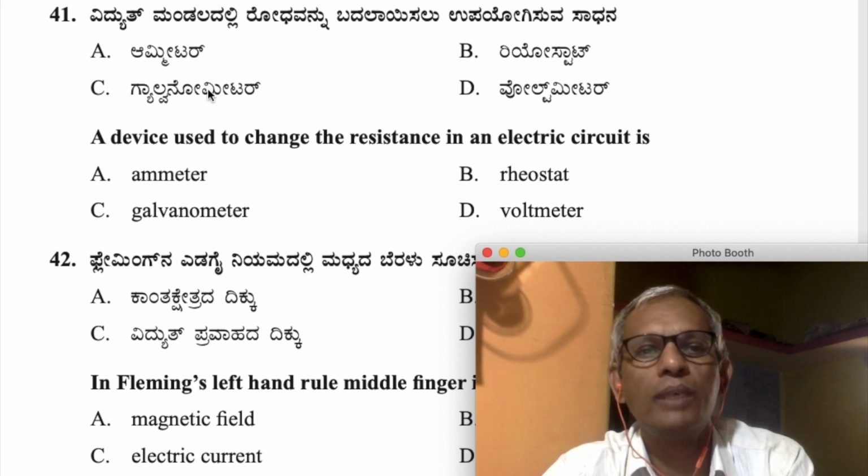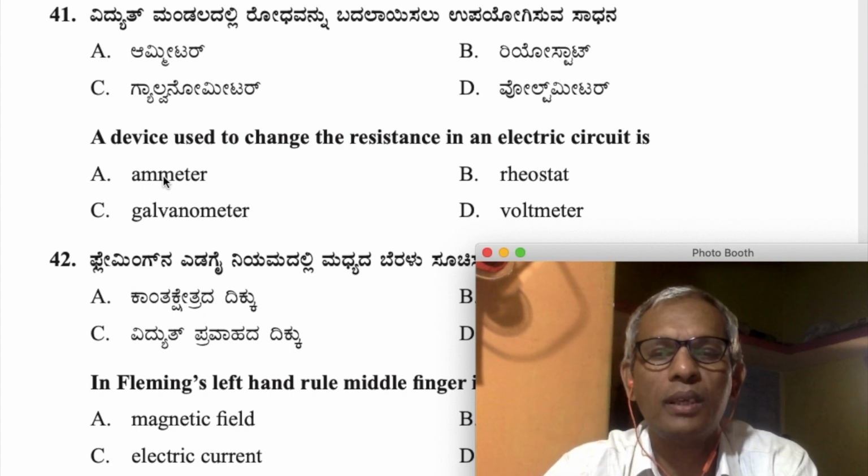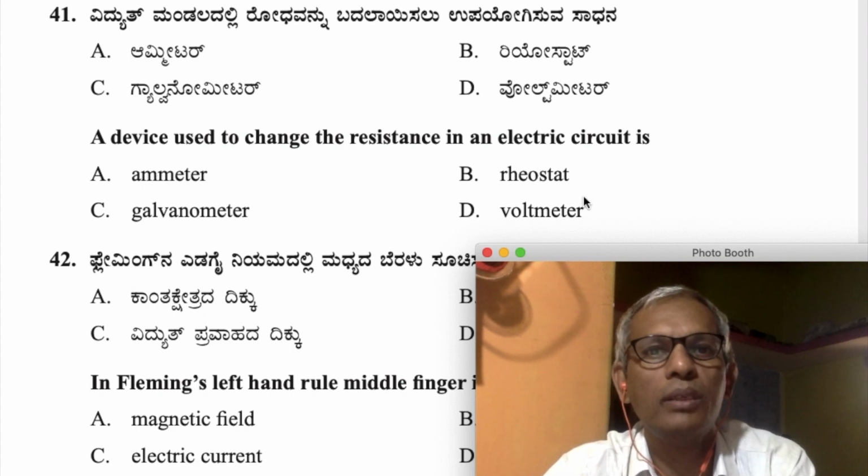So question number 41. A device used to change the resistance in an electrical circuit. 4 options are given: A ammeter, B rheostat, C galvanometer, D voltmeter. Yesterday I had taken a class in which I told about this. Wherever in an electrical or electronic circuit you have to change the resistance, note that the resistance we get in the market is permanent. If it is 1 ohm, it will remain 1 ohm in the circuit. If it is 100 ohm, it will remain 100 ohm.